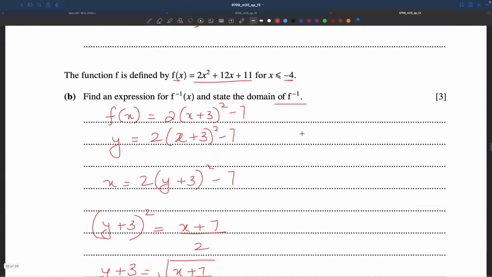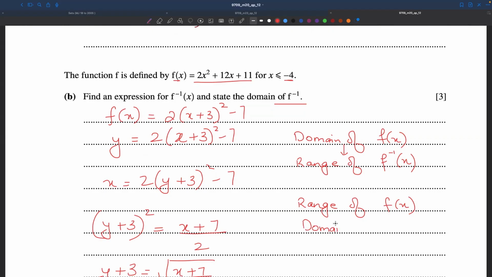What we also know is that the domain of f of x is the range of f inverse of x, and simultaneously I can do it the other way around as well. Range of f of x is the same as domain of f inverse of x. Okay. Now look at this question, beta.